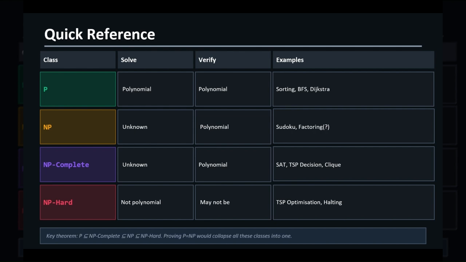NP-complete: solutions are unknown as well, and that means no polynomial algorithm found. Verified? Yes, in polynomial time. Examples maybe SAT, TSP decision, clique, knapsack. NP-hard: solutions are not polynomial, and verification is not necessarily possible. TSP optimization and the halting problem are two of its examples. Each class is a strict subset of the next, assuming P does not equal NP.